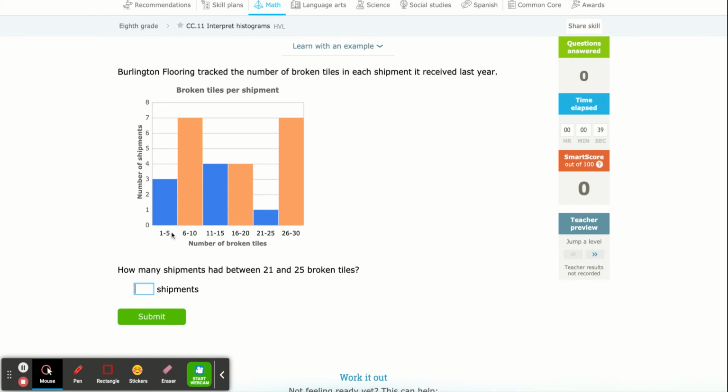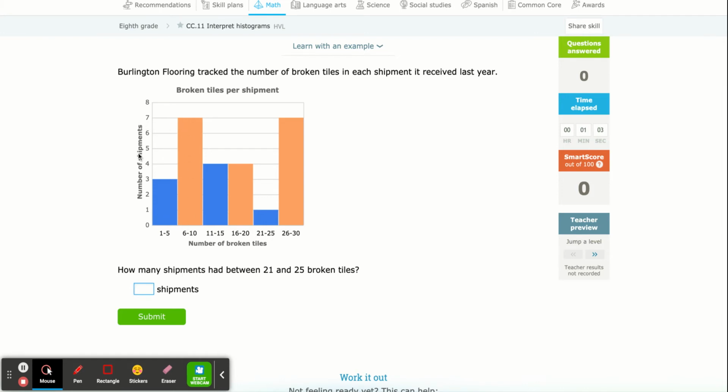And so what it tells us is in a total of 3 shipments, there was somewhere in between 1 and 5 broken tiles. So it's not very specific. So there was a shipment that came, and the whole shipment, somewhere between 1 and 5 tiles was broken. It doesn't say there was 2, doesn't say there was 3, so there's a little less specific information.